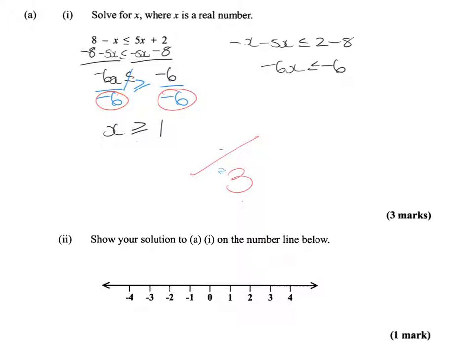To represent our solution on the number line, because it's more than or equal to, it means that we will draw a solid circle over the 1 because of the equal to part of it, and then we will put an arrow pointing to more than or equal to.